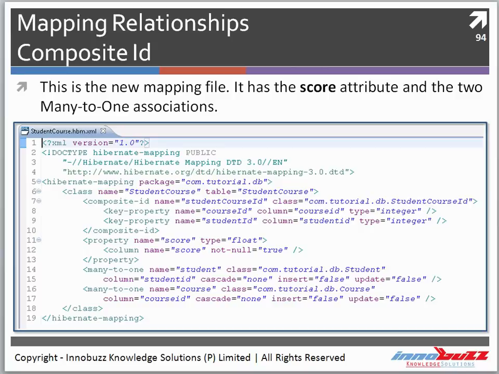Notice that we have named the primary key as student course ID and the type is a class. This is because we're thinking in objects, so this primary key must be defined on a class with two attributes. The class name is student course ID. At the end of the mapping file, there are the two foreign keys defined as well, one for the student relation and the other for the course relation.